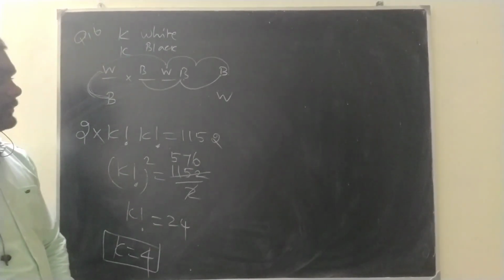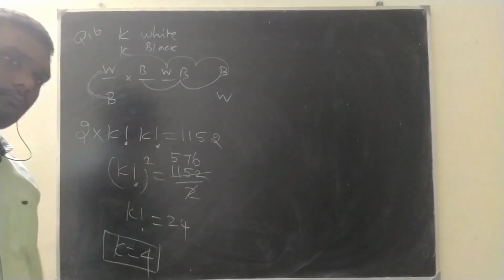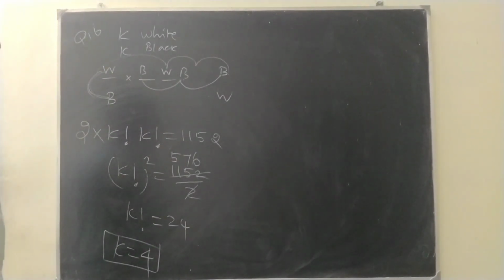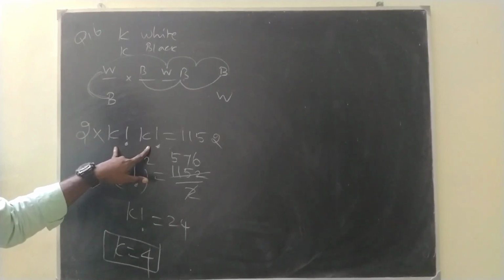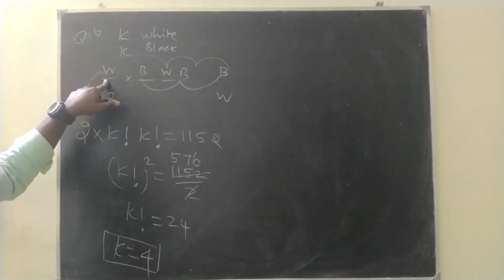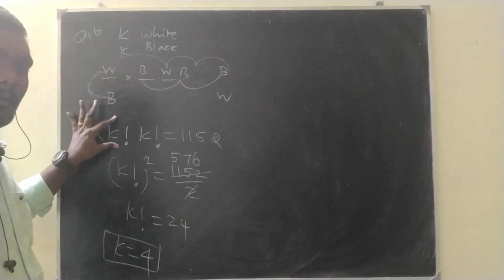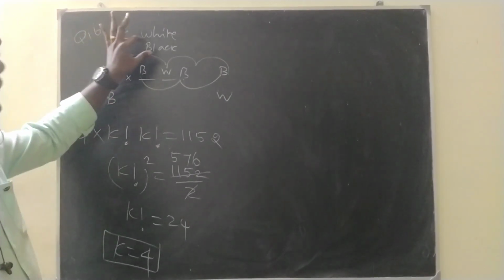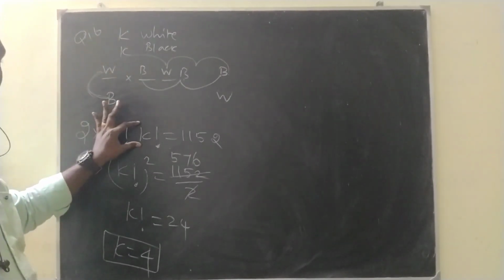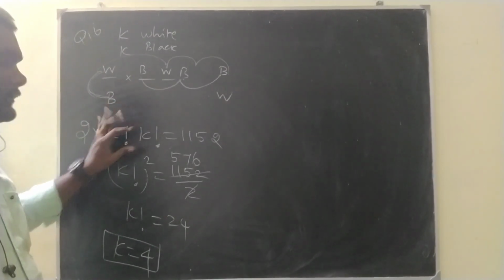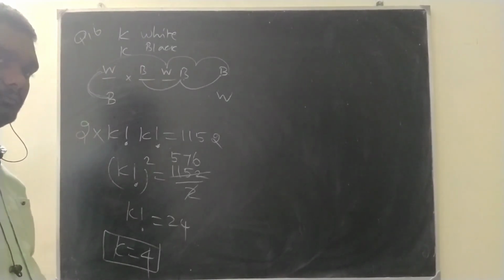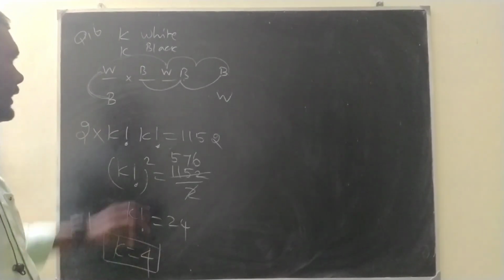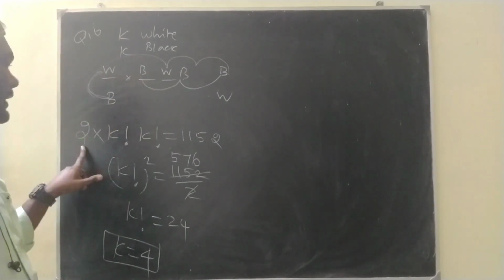Okay. Any doubts on this? Shall I erase? K factorial into k factorial. See, white balls are k, which can be arranged in k factorial ways. Black balls are also k, which can be arranged in k factorial ways. So k factorial into k factorial. It is clear. Likewise, two arrangements can be done. That is why I multiplied by two.